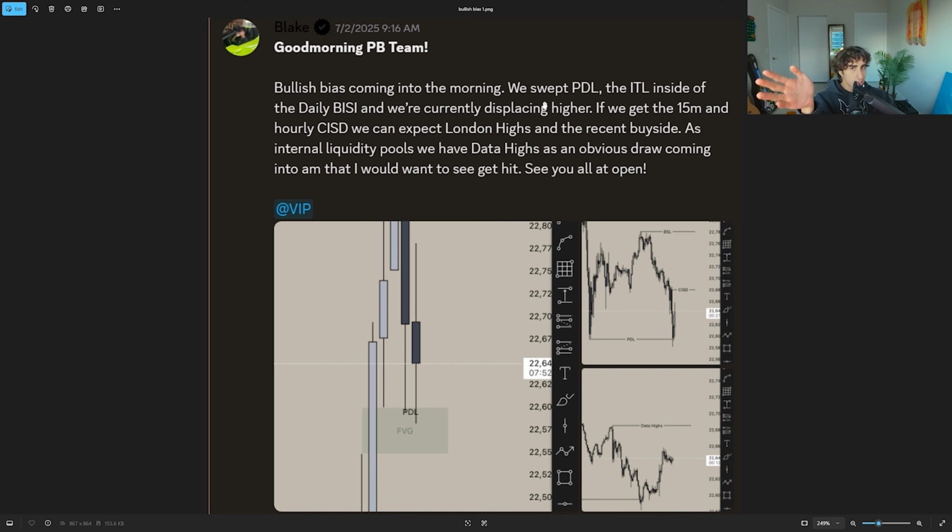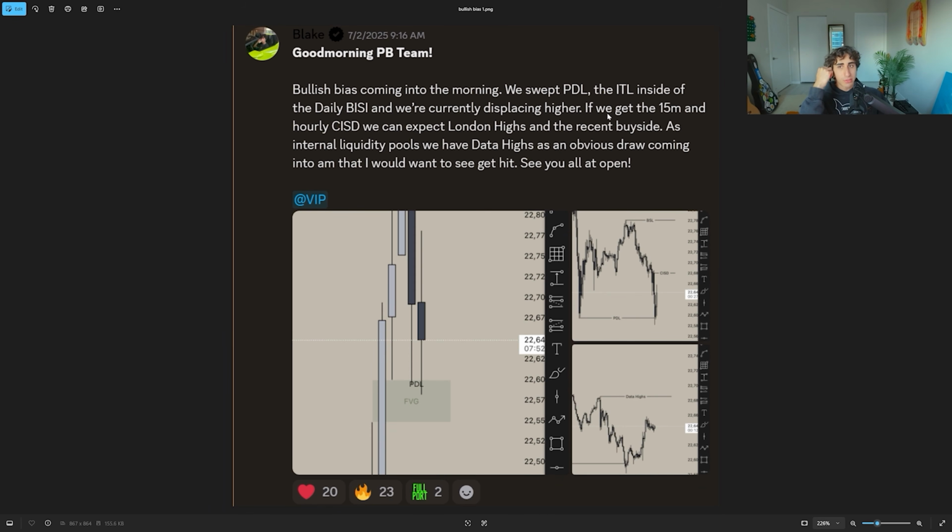So the first step of identifying the bias is just understanding where are we delivering from. We are delivering from sell side liquidity, right? Previous day low. And the intermediate low inside of this daily BISI, which is just a bullish gap. And we're currently displacing higher. Now, I then said if we get this 15-minute and hourly change in state of delivery, which is just these gaps getting really disrespected, then we can expect data highs, London highs, this recent buy side here as all obvious draws that I'd want to see in AM get hit.